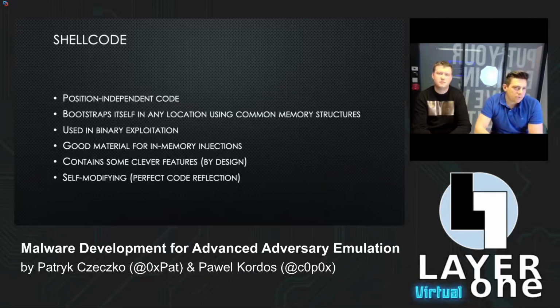It's also mainly used in binary exploitation. For example, when we have a buffer overflow or heap overflow, we can place some short shellcode to be executed when we take control of the instruction pointer in the exploited application. And as mentioned, this is good for in-memory injections and in-memory execution, and shellcode also provides perfect code reflection because it can modify itself. So this is used for runtime decryption of shellcode.